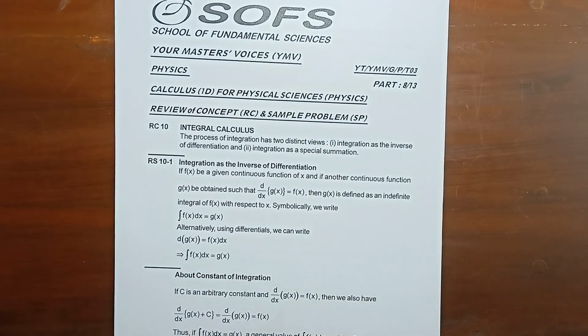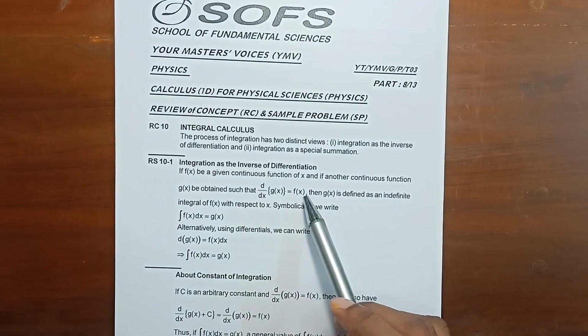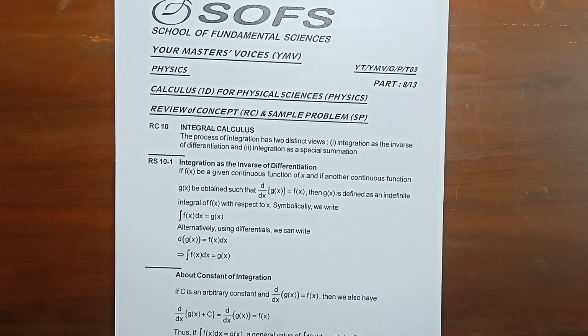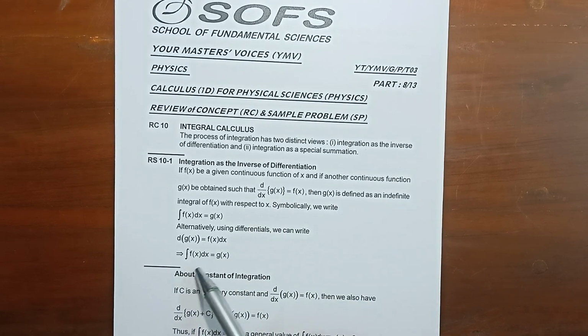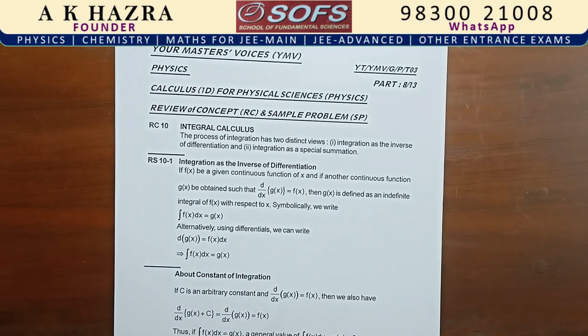Definition is what? So if we have the two functions, continuous functions obviously, g(x) and f(x), such that d/dx of g(x) equals f(x), then inverse of differentiation means what? Integration of f(x) dx equals g(x). That is the inverse of differentiation.